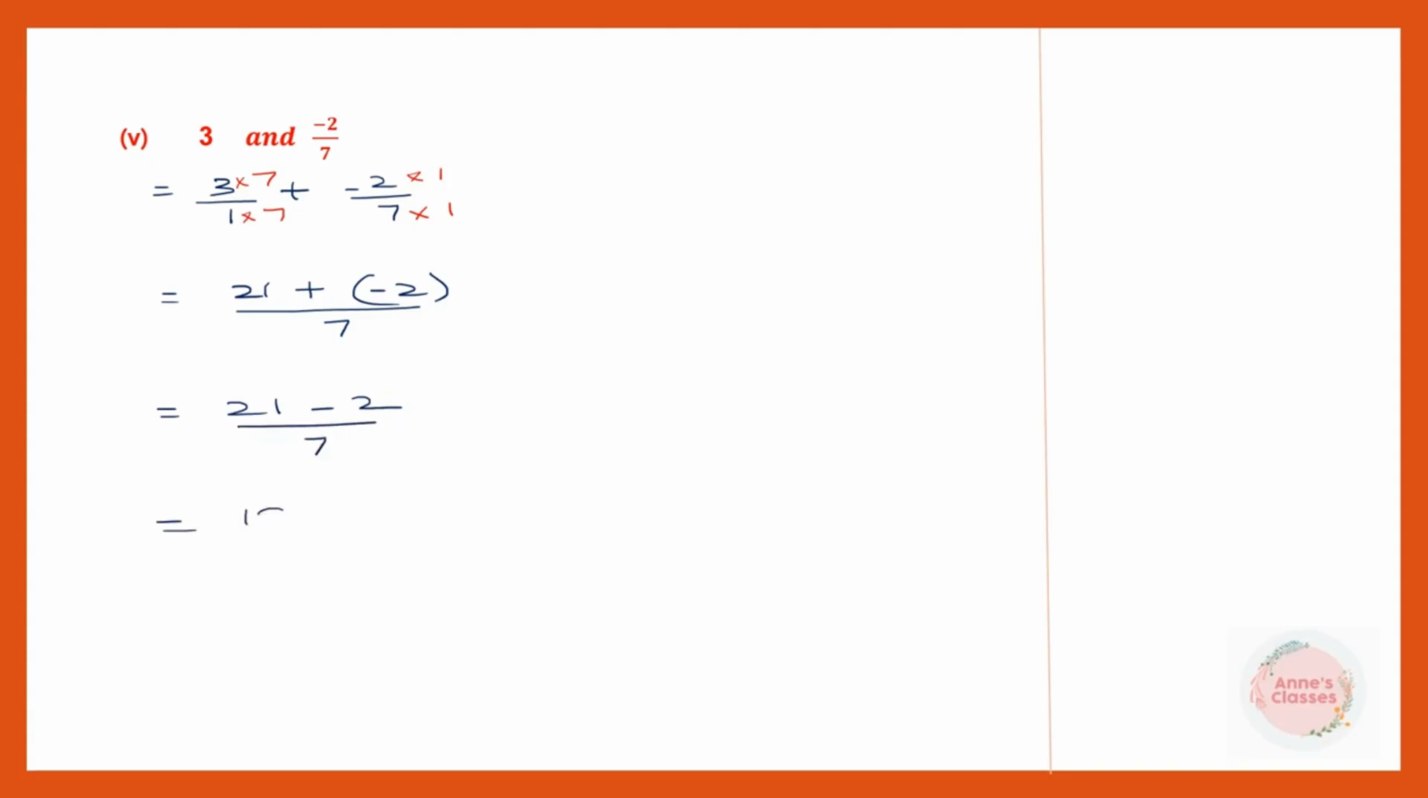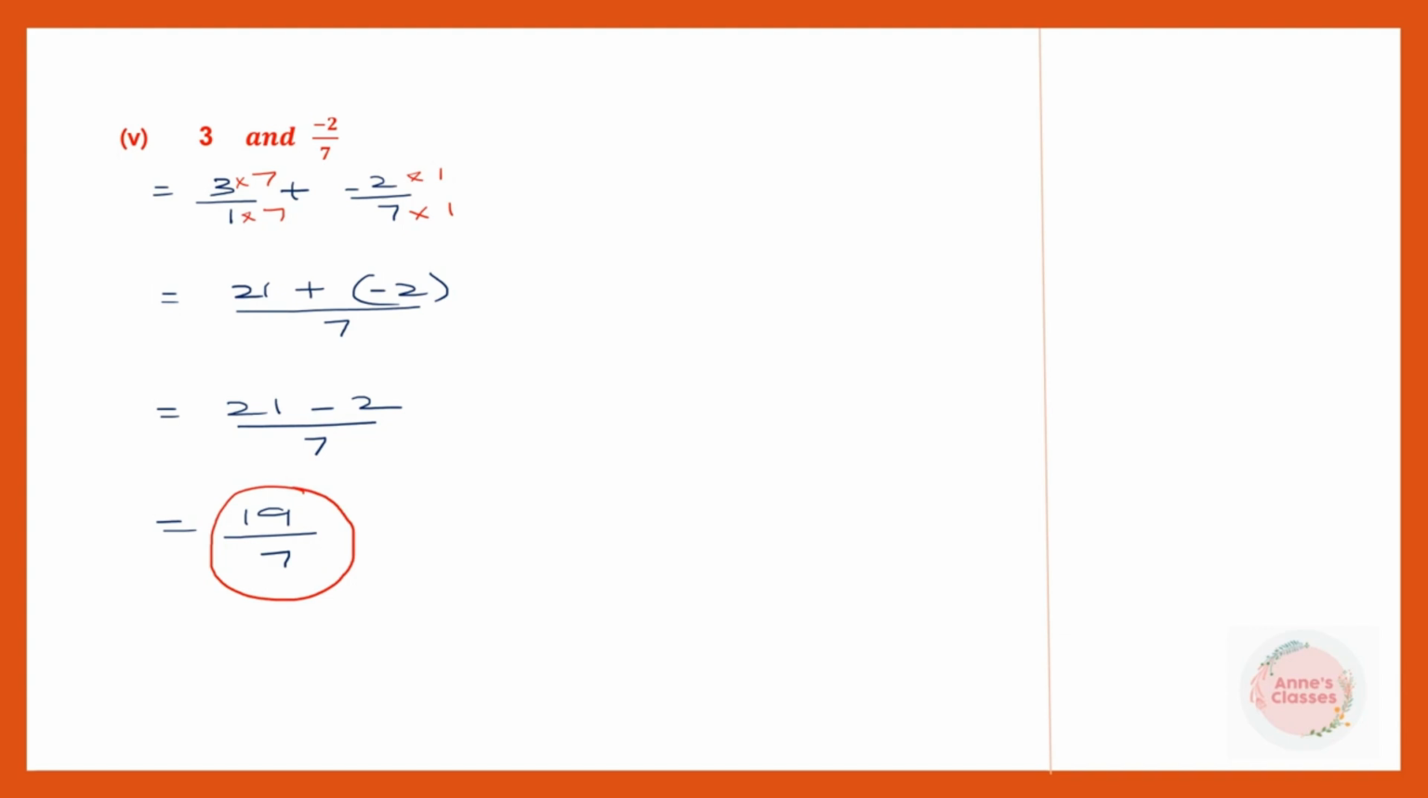Question 5. Here we have 3 and minus 2 by 7. So let's write this as 3 by 1 plus minus 2 by 7. Now here the LCM will be 7 only. So let's look at the first one. 1 into 7 is 7. So 3 into 7 is 21 plus, now here 7 is the same. So 7 ones are 7. Minus 2 into 1 is minus 2. So this will be 21 minus 2 by 7. 21 minus 2 is 19. 19 by 7. So what is the answer that we've got here? We've got 19 by 7.